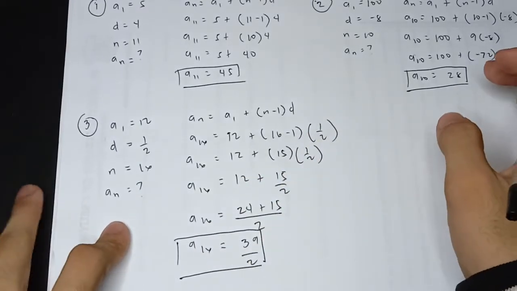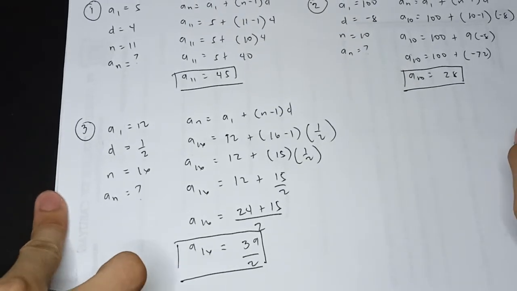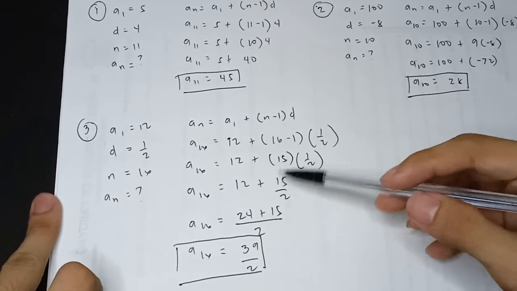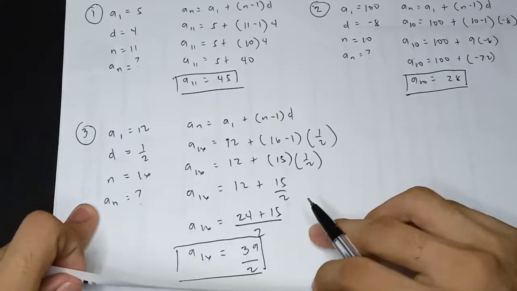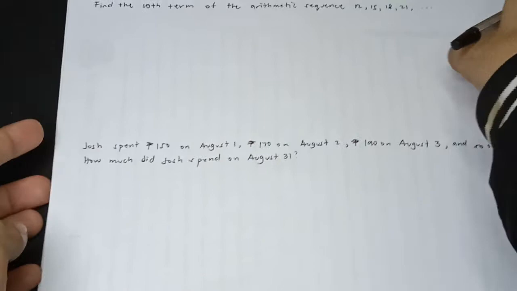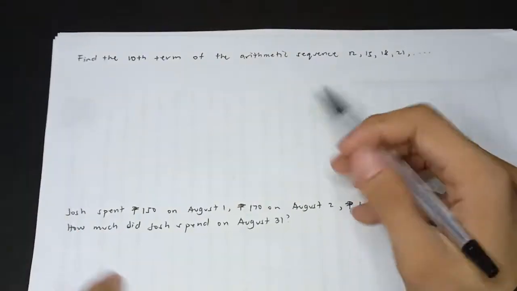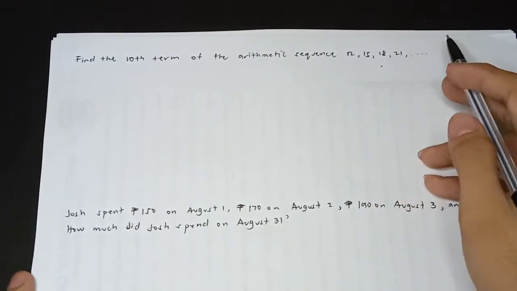Okay, so mag-try naman tayo ng isang problem solving, para hindi naman palaging ganito yung given natin, 'di ba? Meron tayong kailangang i-analyze na problem and i-solve natin yung problem na 'yan. So meron tayo ditong dalawang problem. Find the 10th term. So a sub n ulit yung hahanapin natin. Find the 10th term of the arithmetic sequence 12, 15, 18, and 21.